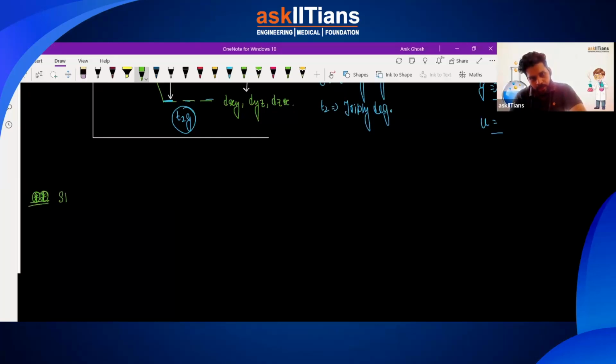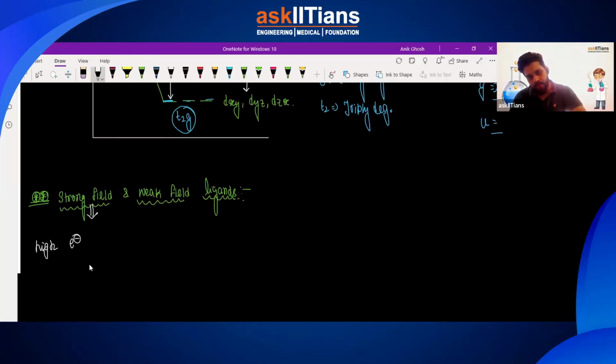Give the heading as strong field and weak field ligands. What are they? Strong field ligands are the ligands that are high electron donors, and weak field ligands are the ligands that are low electron donors. That is how we understand what a strong field is.